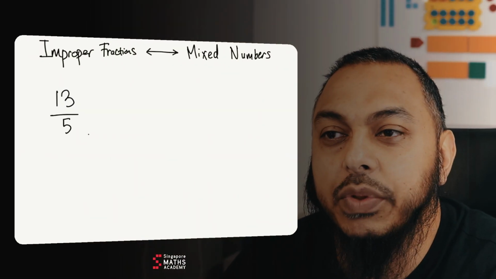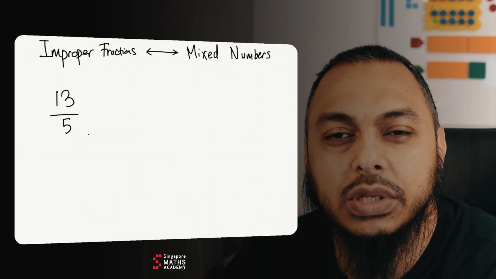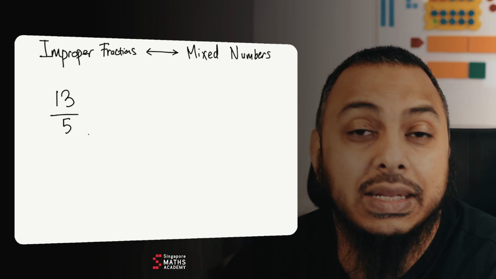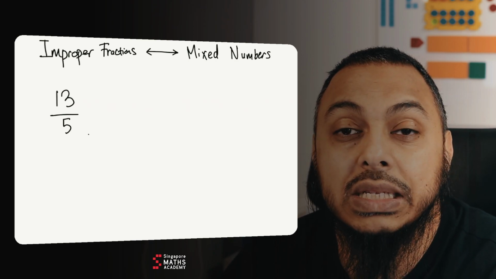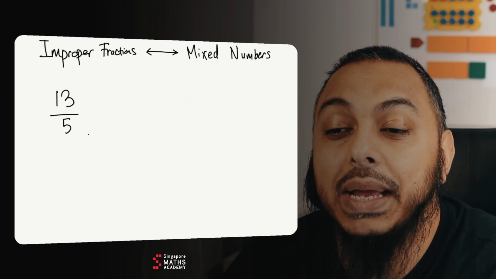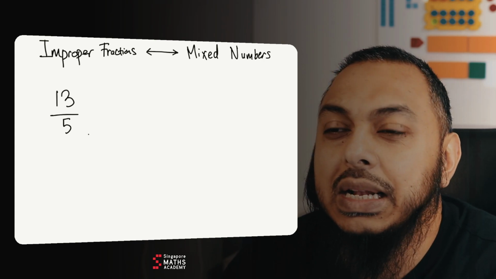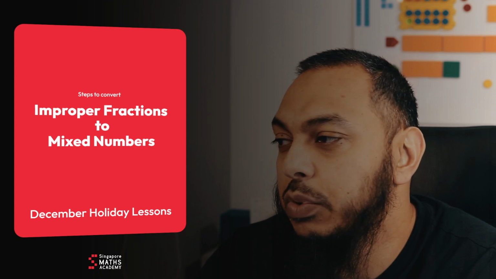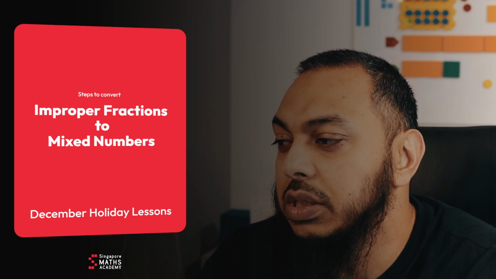So we've got a question here. We've got an improper fraction here. How do I know it's an improper fraction? Well, we know it's an improper fraction because the numerator is larger than the denominator. And we're going to change this into a mixed number. So in order for us to do that, let's have a quick look at the steps we need to take, because we might have forgotten some of the steps.